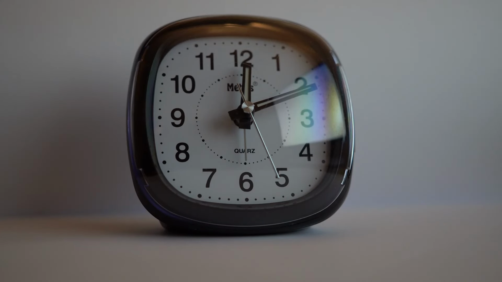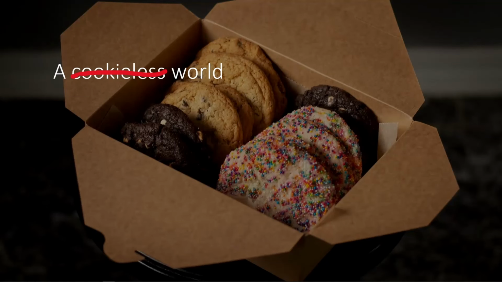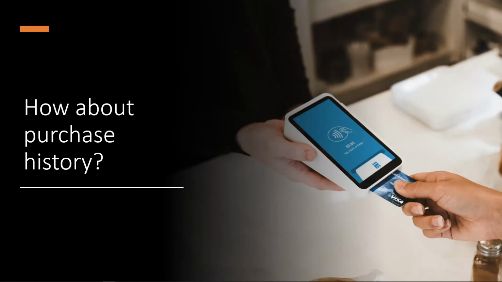However, this change is not that straightforward. Google has so far delayed the deadline for phasing out third-party cookies twice already. So we will see when it might happen. So now we have covered how internet users are getting tracked. Now we move on to activities that are even closer to the final purchase.